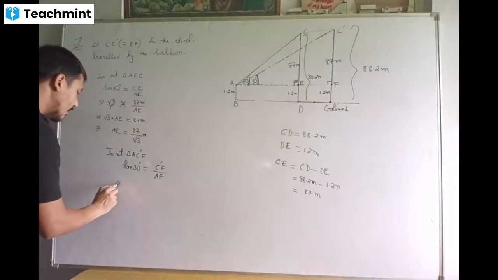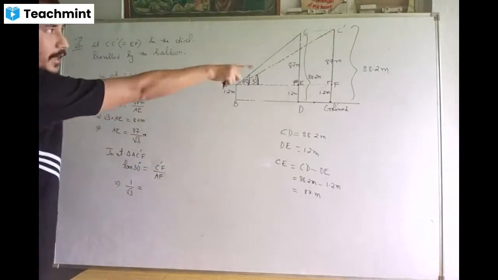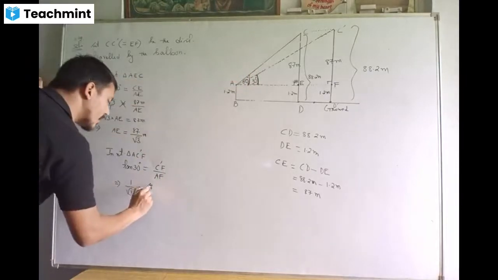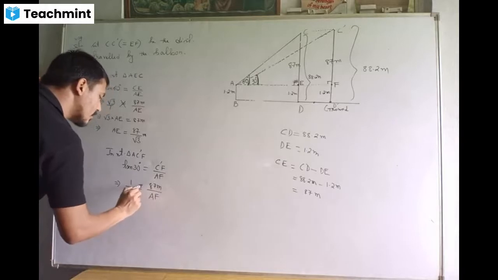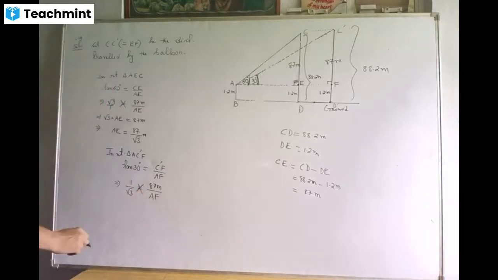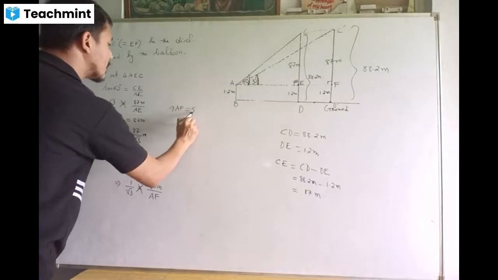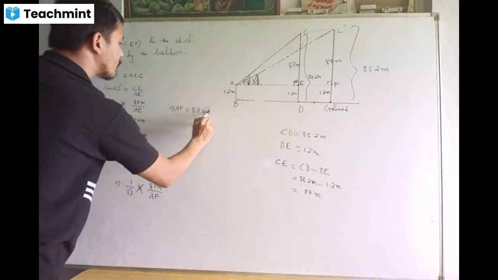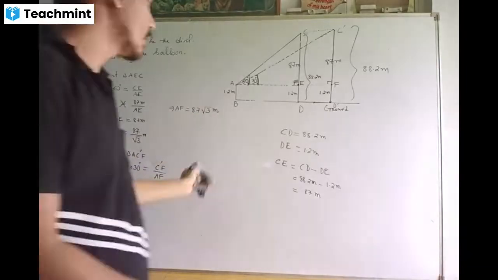Tan 30 degrees is 1 upon square root of 3. C dash F we have calculated, which is 87 meters. AF is unknown. So you cross multiply. If you cross multiply, AF would be equal to 87 times square root of 3. So we have calculated AF as well.